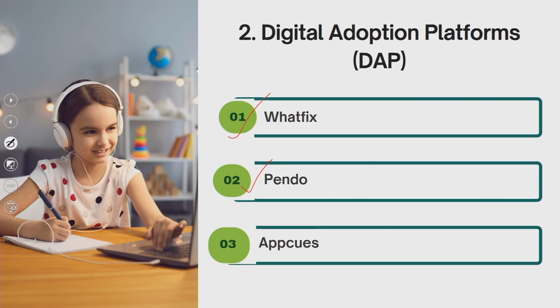Pendo is also highly versatile because there are some key features that make it stand out from the rest of the platforms. It is very helpful in monitoring feature usage and user engagement with comprehensive analytics. It also creates guides and announcements to assist users with in-app messaging. And it is also fruitful in gathering insights directly from users to inform development. The third significant DAP which I'll discuss today is AppCues.